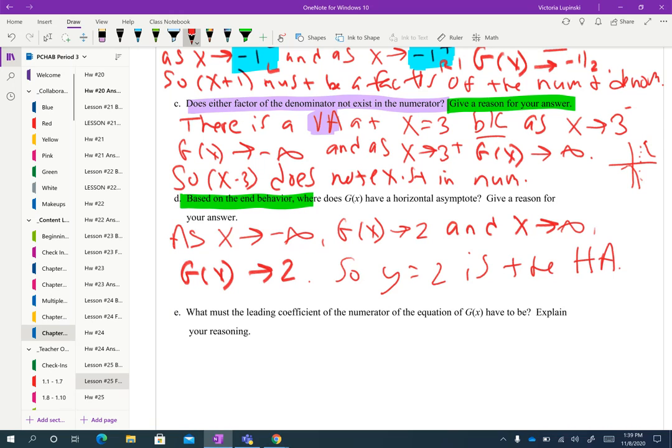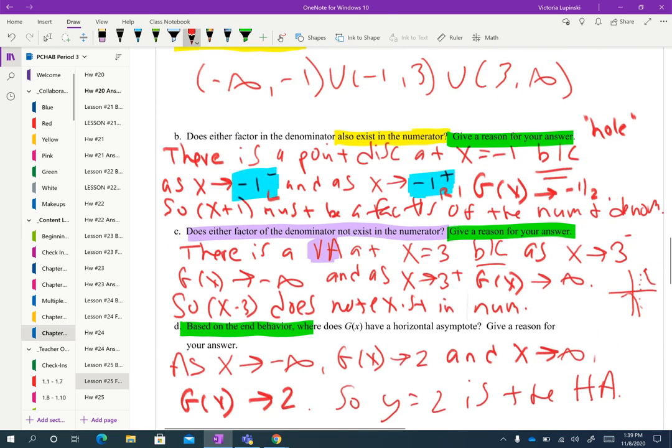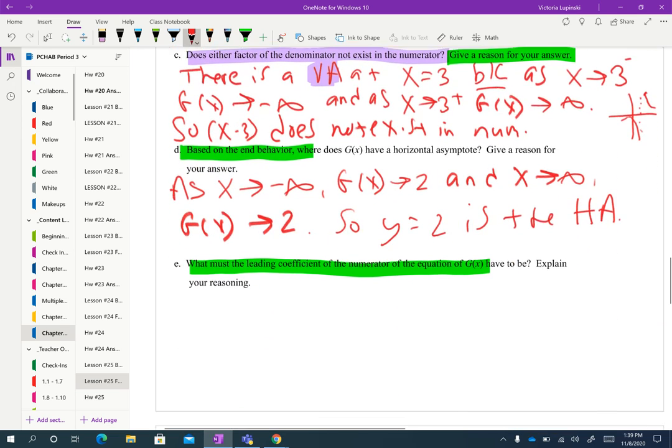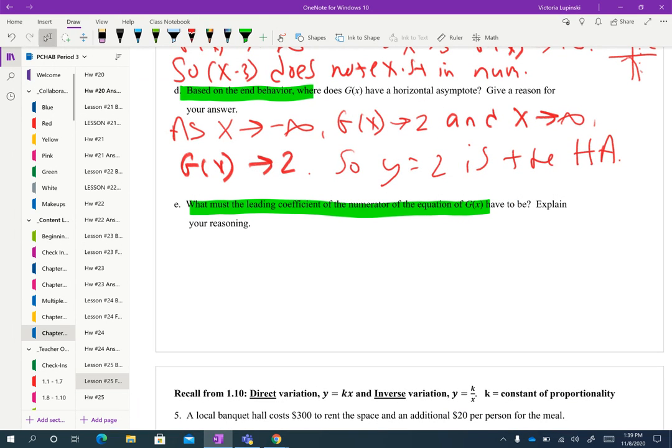Then, last but not least, what must the leading coefficient of the numerator of g of x be? If we look back here for a second, the denominator had a leading coefficient of 2. We don't actually know what is going to happen in the numerator, but we do know that there is some coefficient. So we know that there's an x squared, and then we know in the bottom that there's a 2x squared. So let's give some letter to represent the coefficient in front of the numerator. Let's call it a.